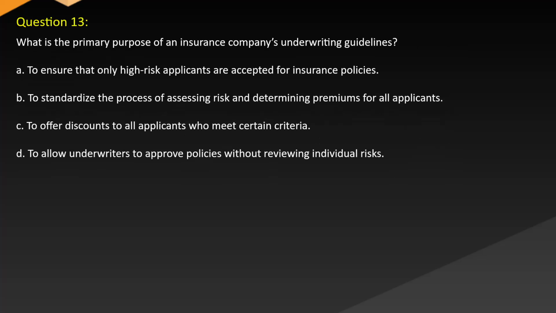Question 13. What is the primary purpose of an insurance company's underwriting guidelines? A. To ensure that only high-risk applicants are accepted for insurance policies. B. To standardize the process of assessing risk and determining premiums for all applicants. C. To offer discounts to all applicants who meet certain criteria. D. To allow underwriters to approve policies without reviewing individual risks.